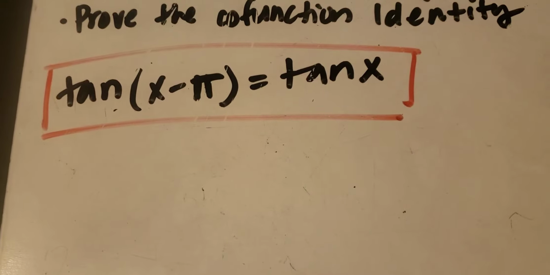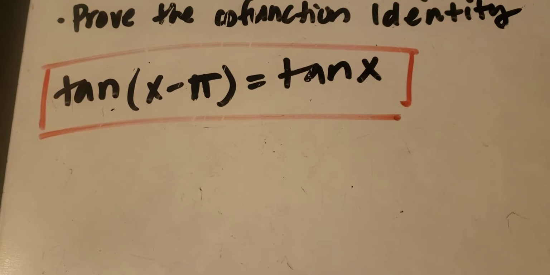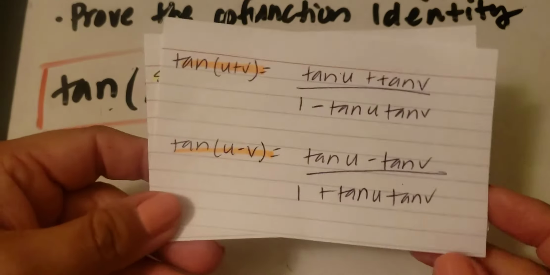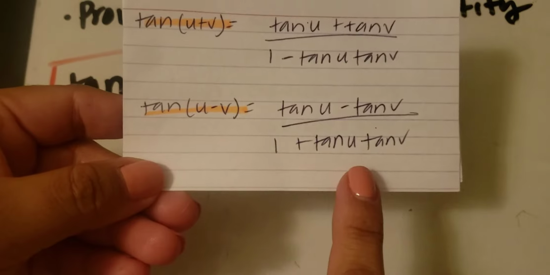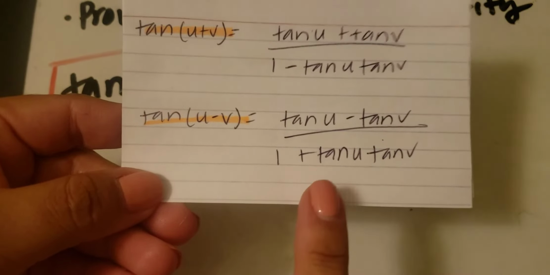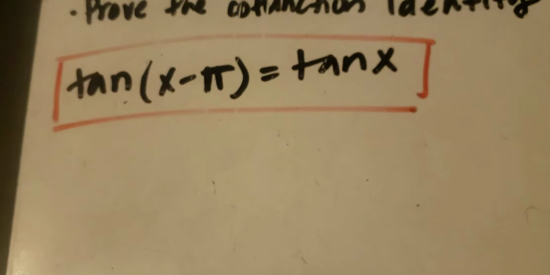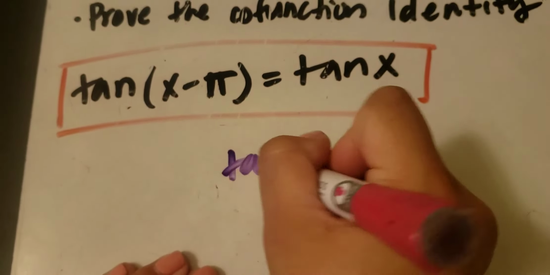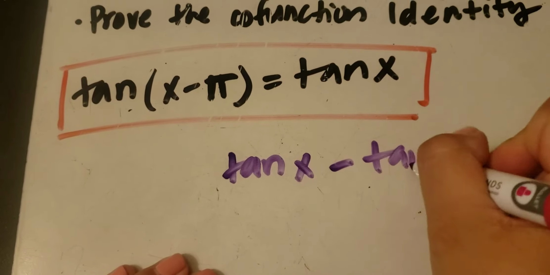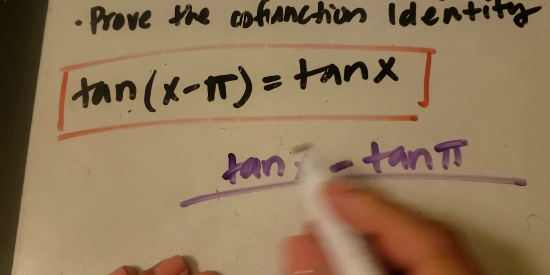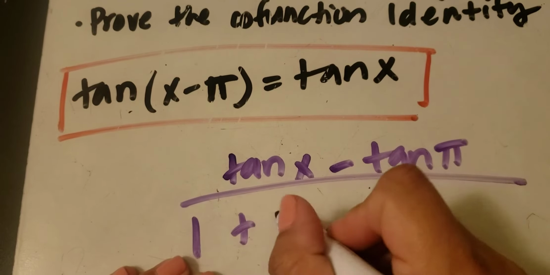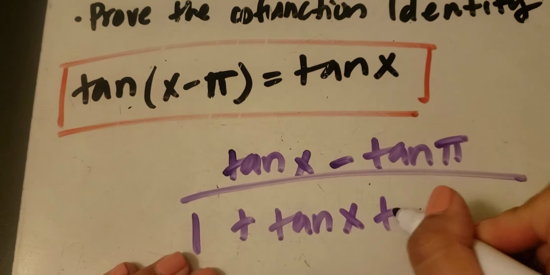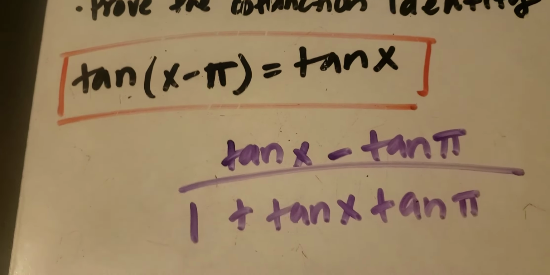sum and difference formulas that we wrote on the index cards. Since we're working with tangent and it's the difference, we're going to be using the bottom formula. Have your index card near so that you know which one I'm using. So I should have tangent of x minus tangent of pi over 1 plus tangent of x times tangent of pi.